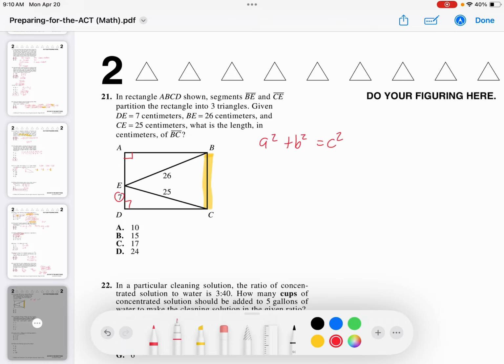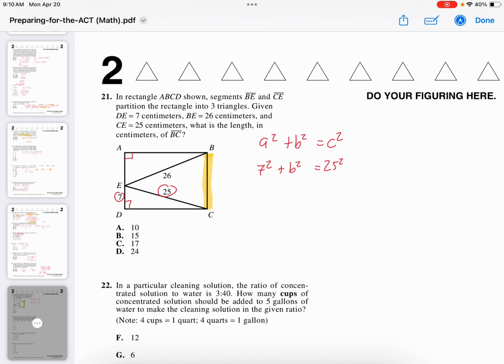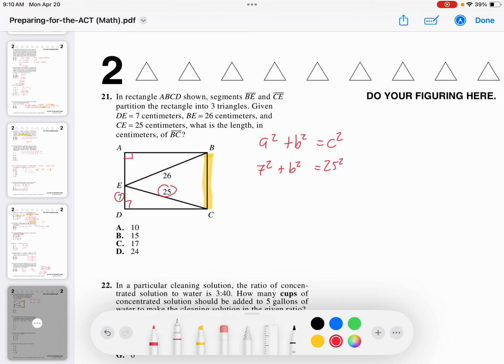So I could use the 7 and the 25 to say that 7 squared plus b squared should equal 25 squared. 25 squared is 625. 7 squared is 49 plus b squared. 625 minus 49, so b squared would equal 576. I could take the square root of that, and that's 24. So we now know that this length is 24. Also means that this length has to be 24 because it's a rectangle.